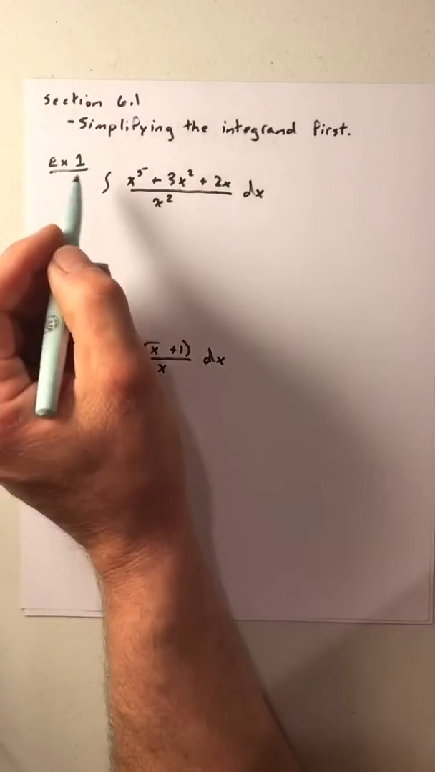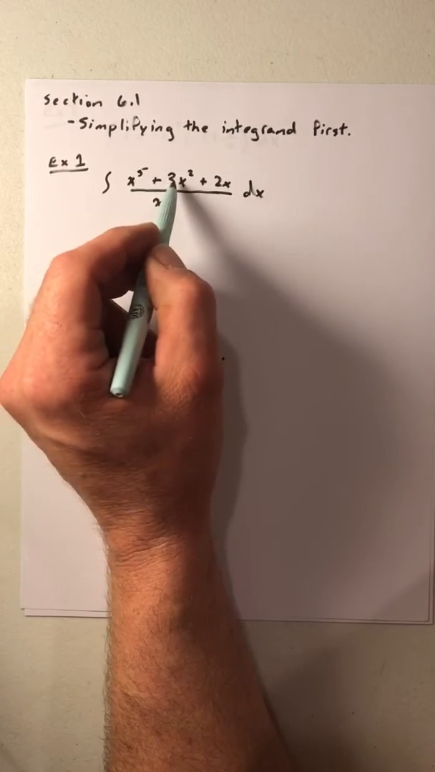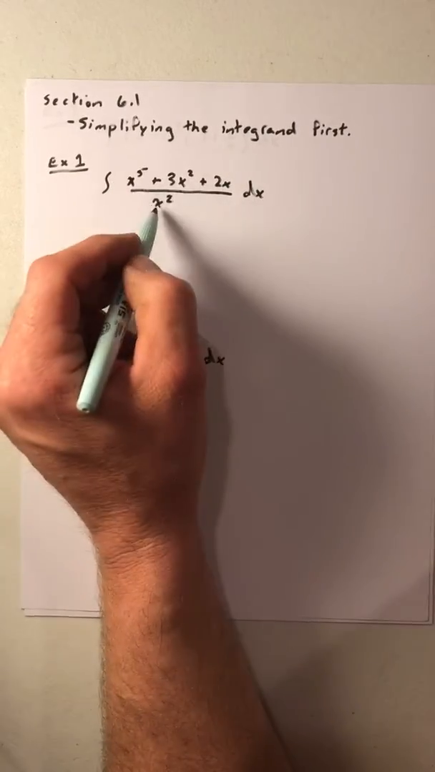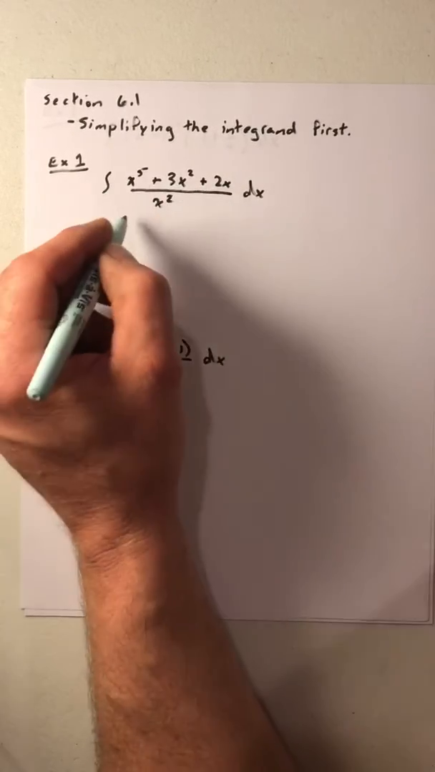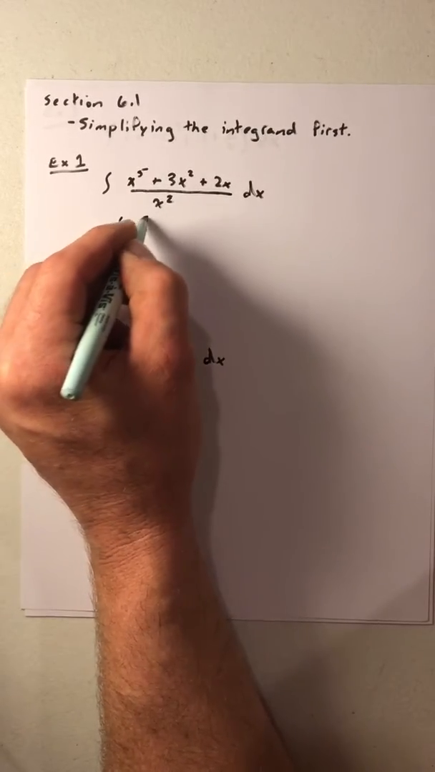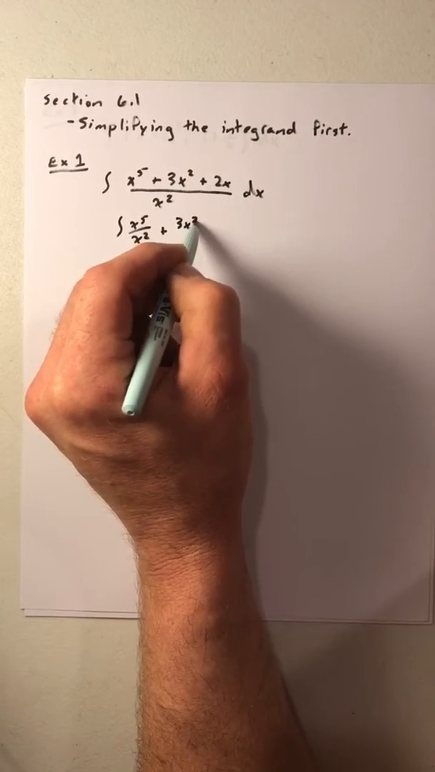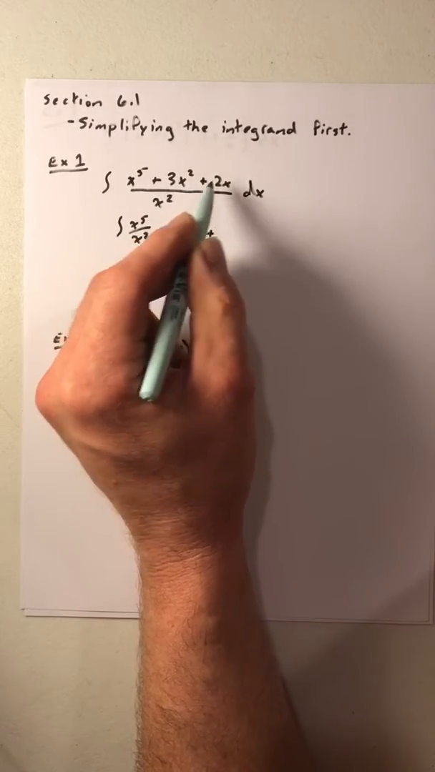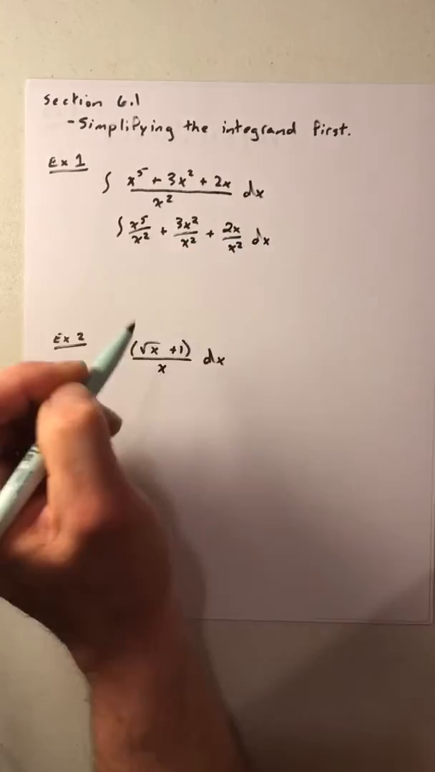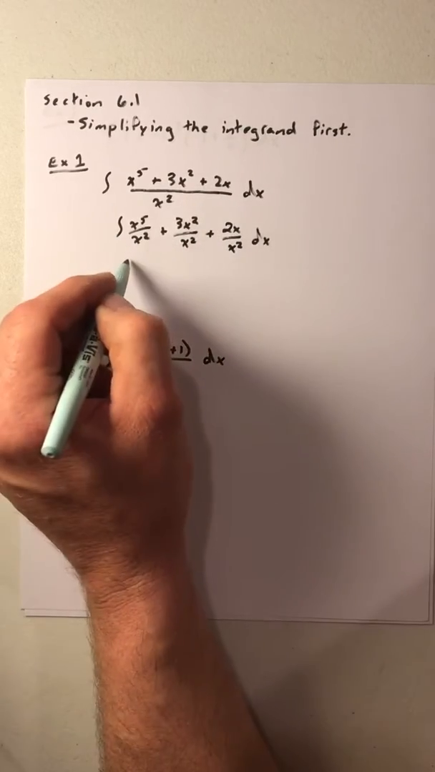In example 1, I want to integrate x to the fifth plus 3x squared plus 2x, all divided by x squared, dx. Again, I'm going to break up this integrand by taking x to the fifth divided by x squared, plus 3x squared divided by x squared, plus 2x divided by x squared, dx. We now simplify each term in that integrand.